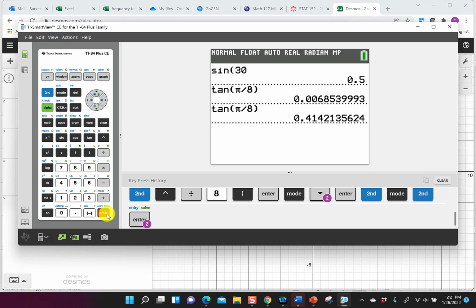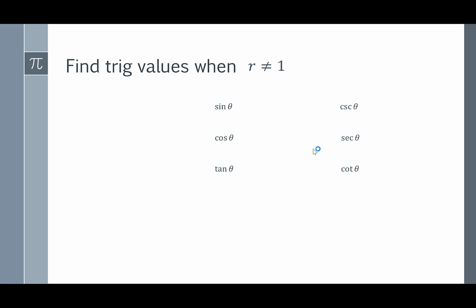So really be aware of every time you grab your calculator, what your mode is in. Make sure you're in radians when you're supposed to put in pi. Make sure you're in degrees when you want to put in an angle in degrees, because it will change your answer an awful lot.